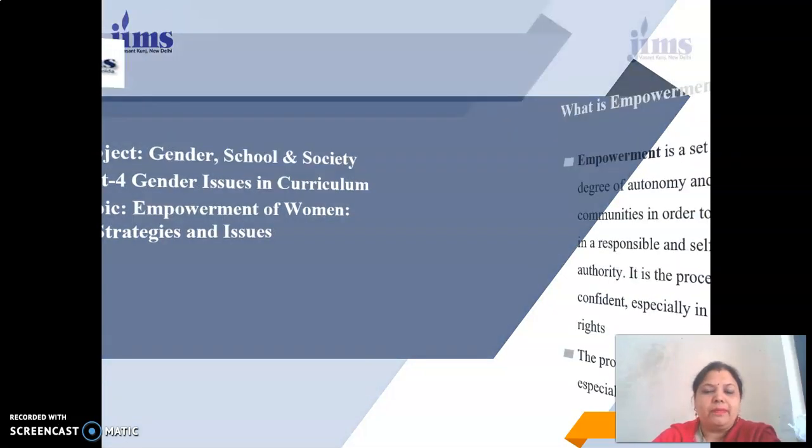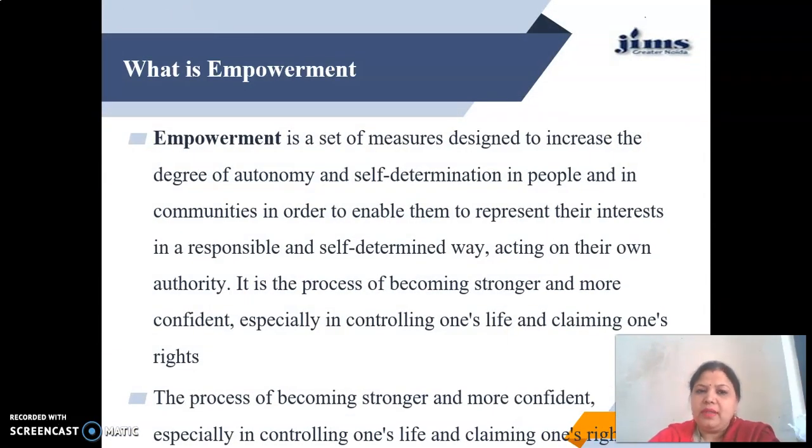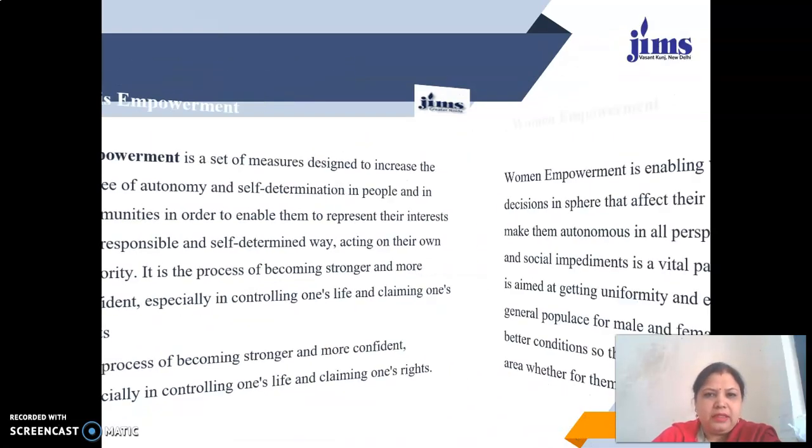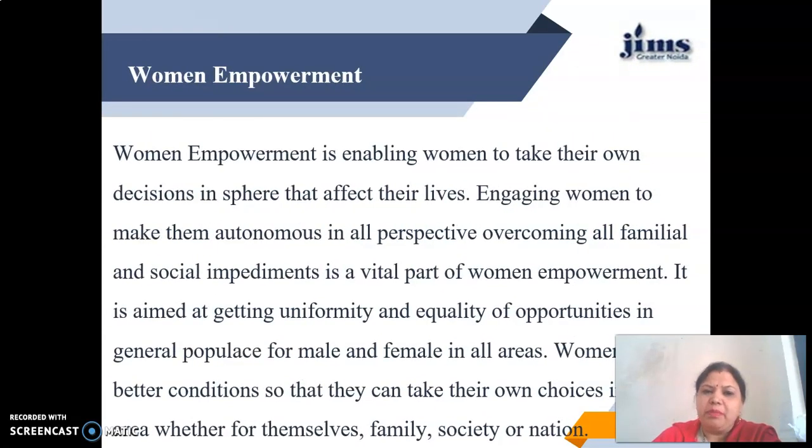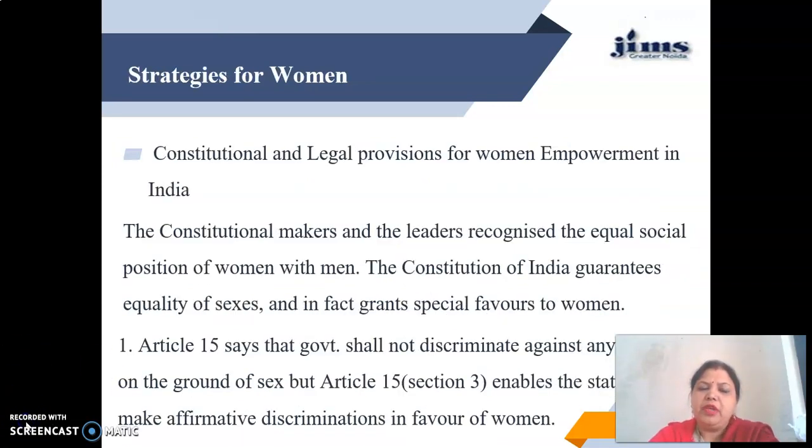So, what is empowerment? That we had discussed in the last lecture. To brush up the previous lecture, I am showing you this slide on what is empowerment. The next slide is about women empowerment. Here I have mentioned the meaning of women empowerment. After the meaning of empowerment, now I am telling you about the various strategies for women empowerment.